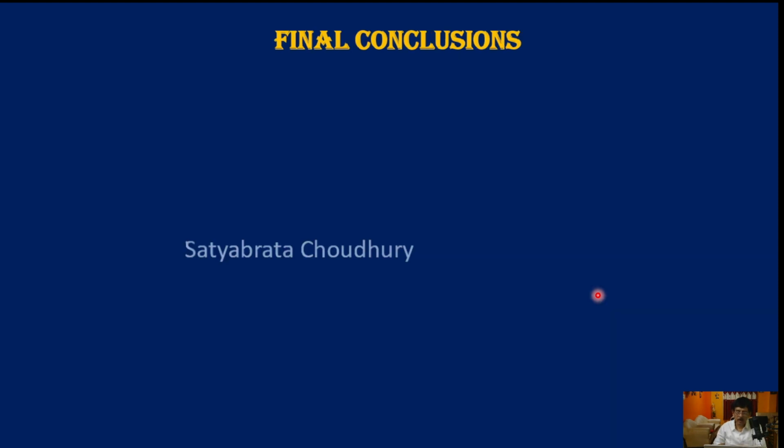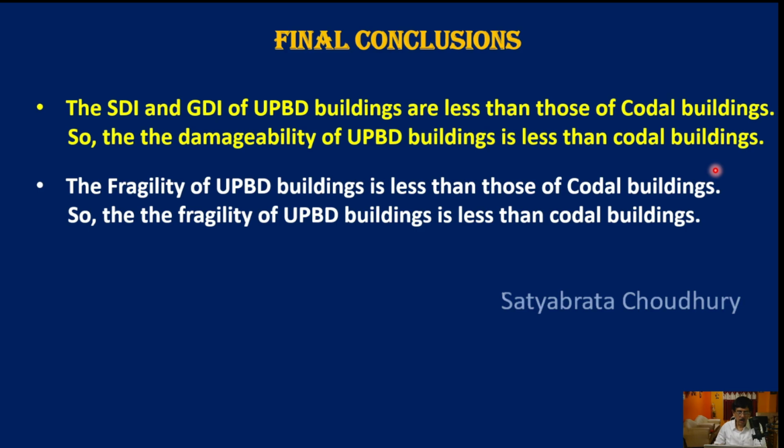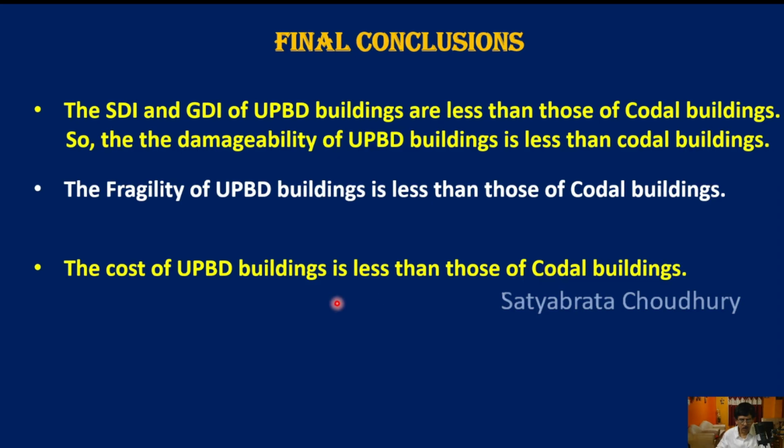So let us make the final conclusion out of the video. The story damage index and global damage index of UPBD buildings are less than those of the Codal buildings. So the damageability of UPBD buildings is less than the Codal buildings. The fragility of UPBD buildings is less than those of the Codal buildings. The cost of UPBD buildings is less than those of the Codal buildings in terms of both concrete and steel.